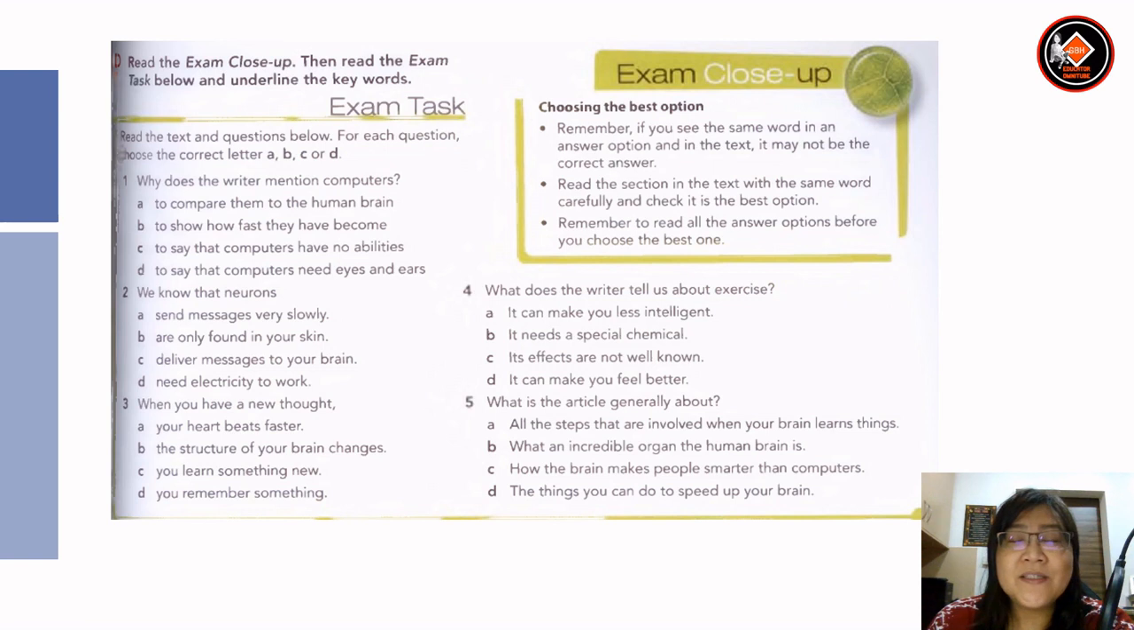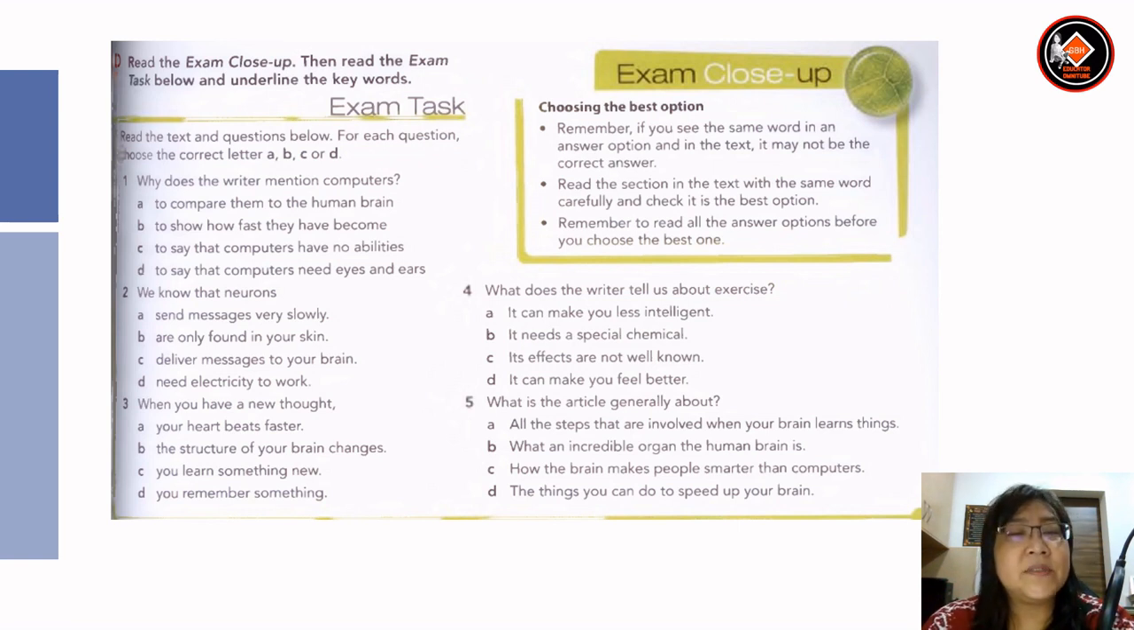Dear students, after the reading exercise, now read the exam task below and underline the keywords. Okay, so let's look at the exam close up, choosing the best option. Remember, if you see the same word in an answer option and in the text, it may not be the correct answer. Read the section in the text with the same word carefully and check it is the best option. Remember, you have to read all the answer options before you choose the best one.